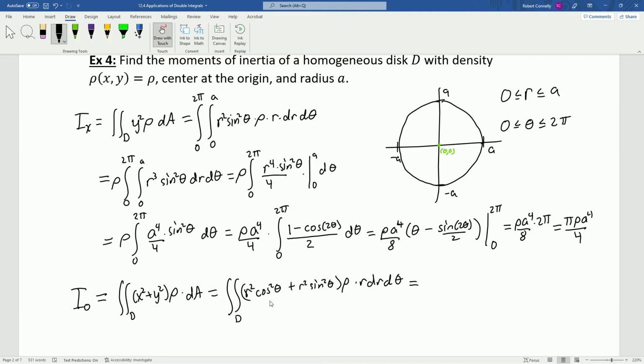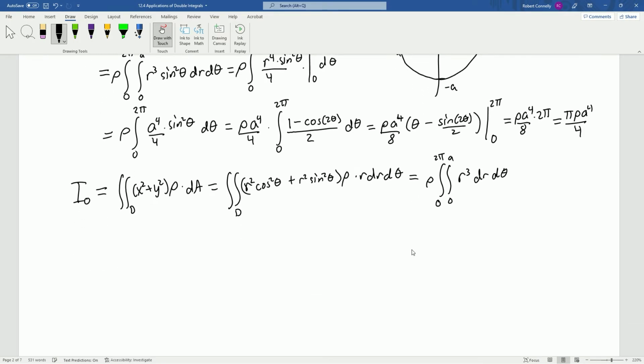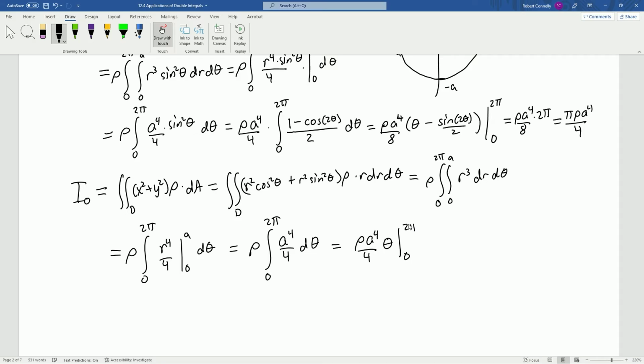Well, again, factor out the r squared. You get cosine squared plus sine squared, which is 1, times r gives us r cubed. And I'll pull the constant rho out in front. So inside we just have r cubed dr d theta, evaluated from 0 to a, and 0 to 2 pi here. So this is rho times the integral from 0 to 2 pi of r to the 4th over 4, evaluated from 0 to a, d theta. This is going to be a to the 4th over 4 d theta. Evaluating at 0 just gives you 0. And now when I evaluate this, I get rho a to the 4th over 4 times theta from 0 to 2 pi. So I'm just going to get 2 pi, and then over 4, the 2 is going to cancel. So I get rho a to the 4th times pi over 2.